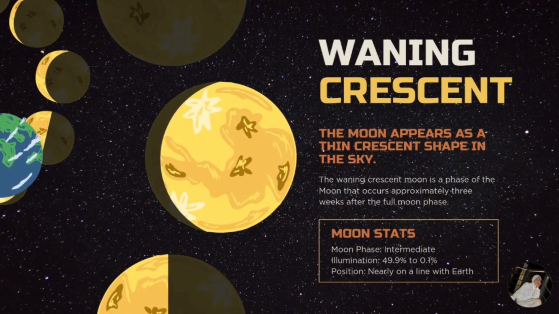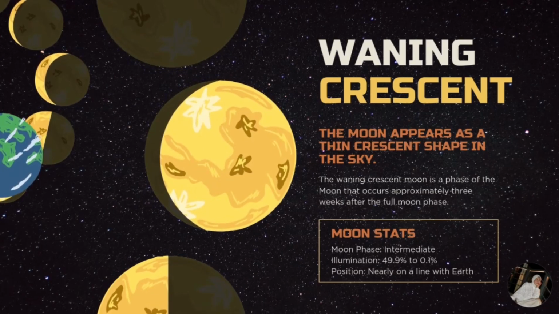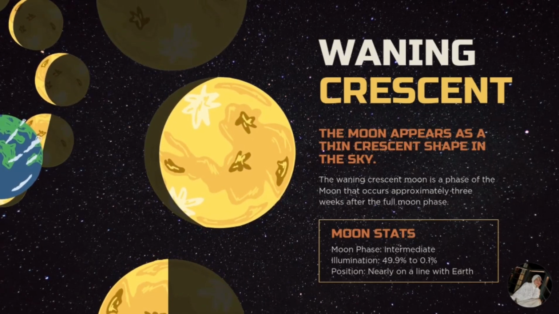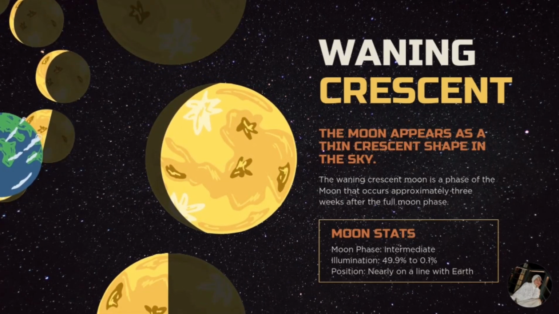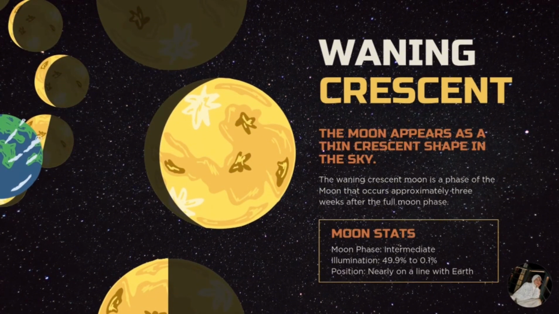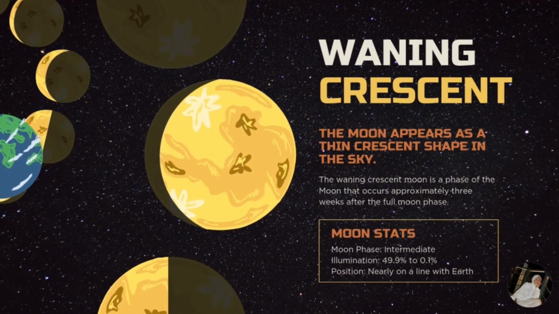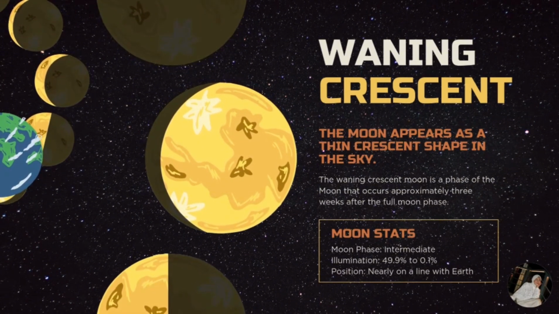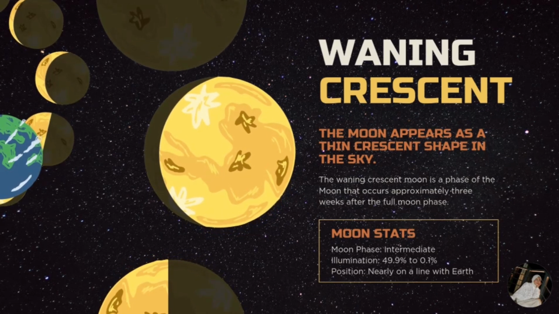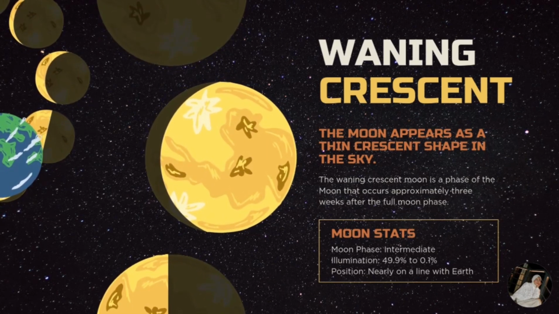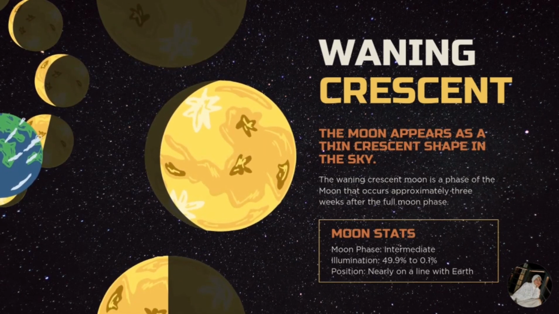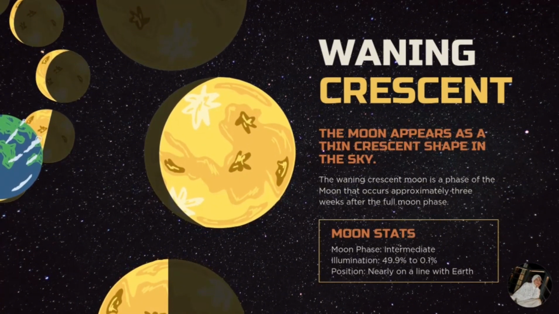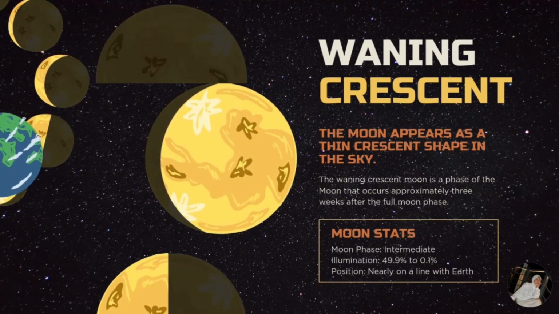Last is waning crescent. The Moon appears as a thin crescent shape in the sky. The waning crescent Moon is a phase of the Moon that occurs approximately 3 weeks after the full Moon phase. Moon phase is intermediate. Illumination is 49.9% to 0.1%. For position, nearly on a line with Earth.